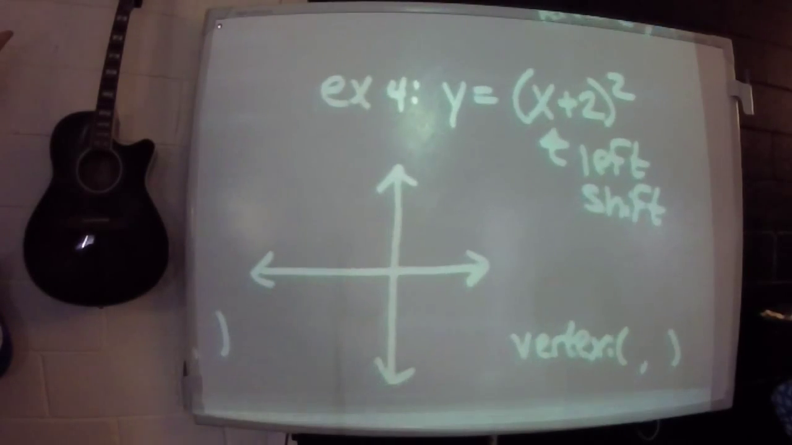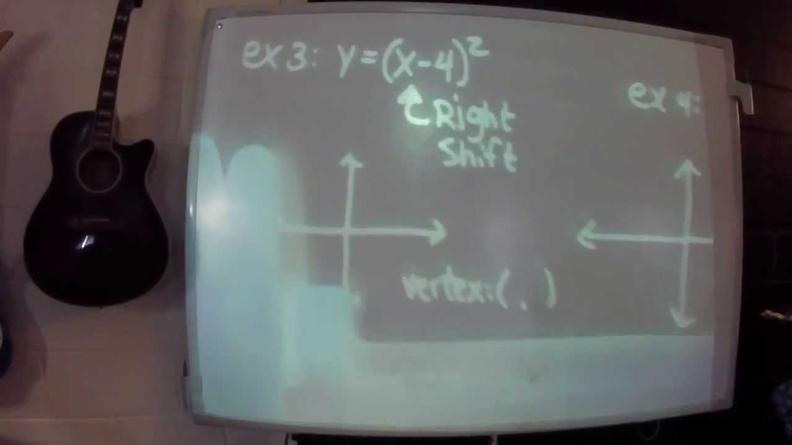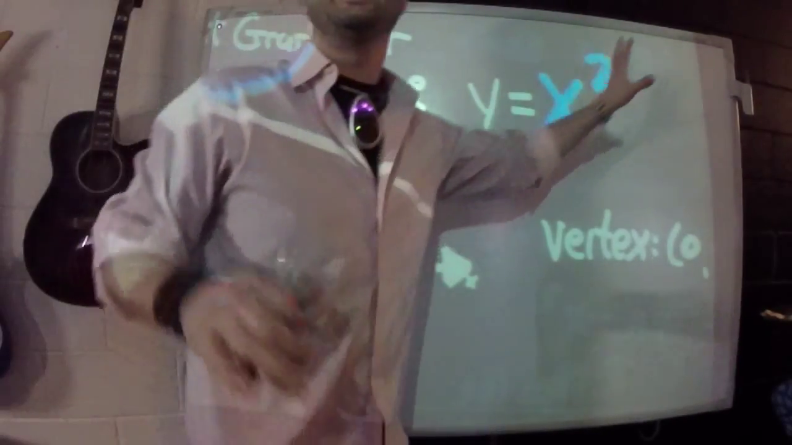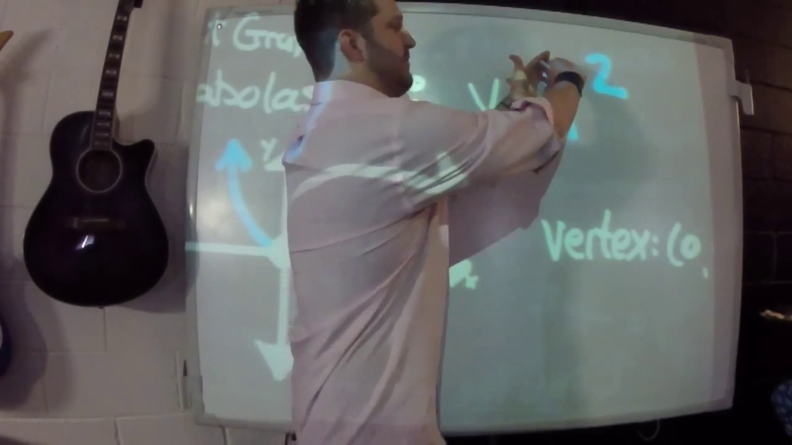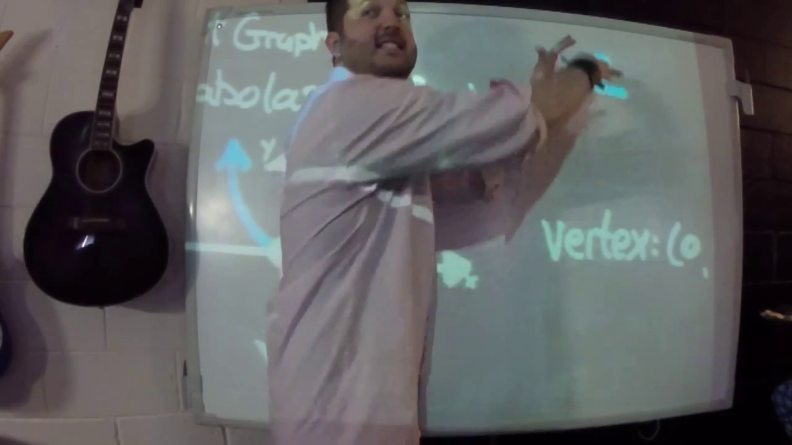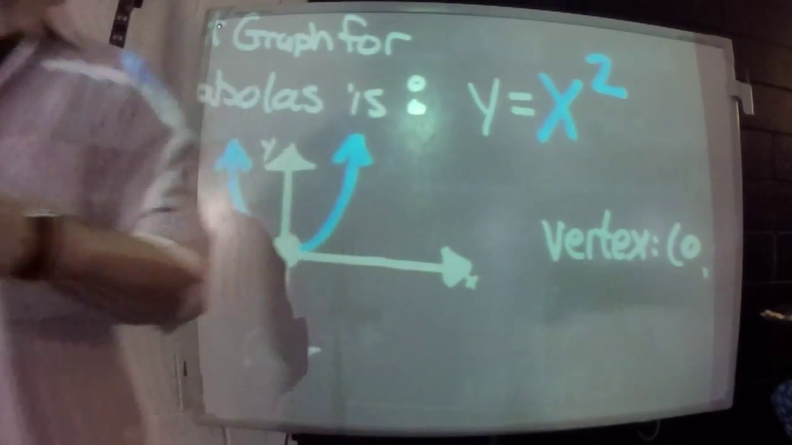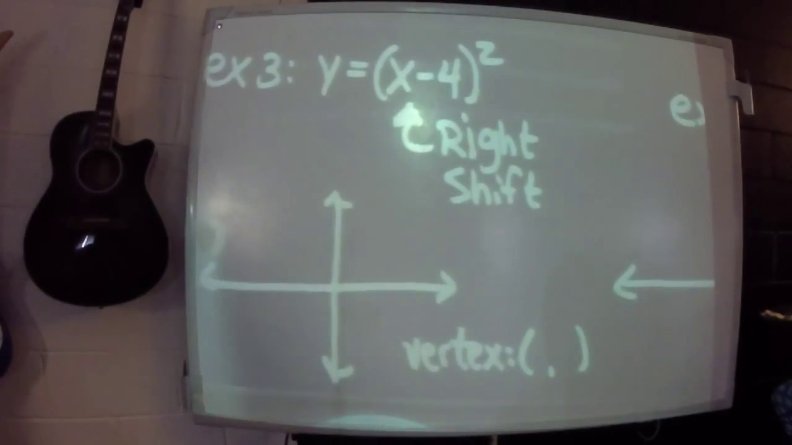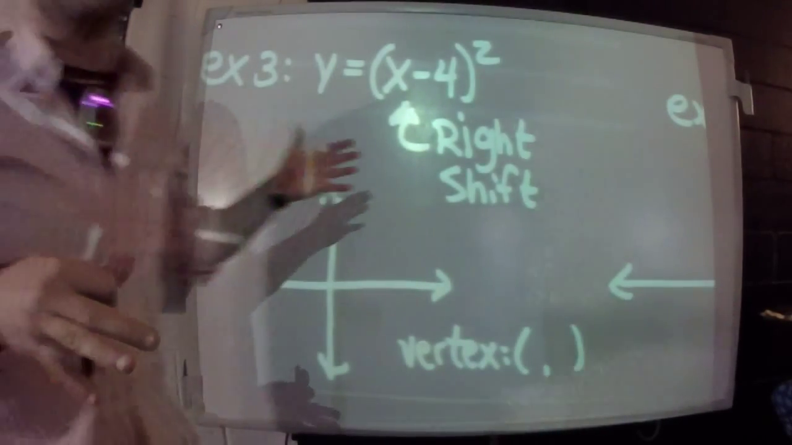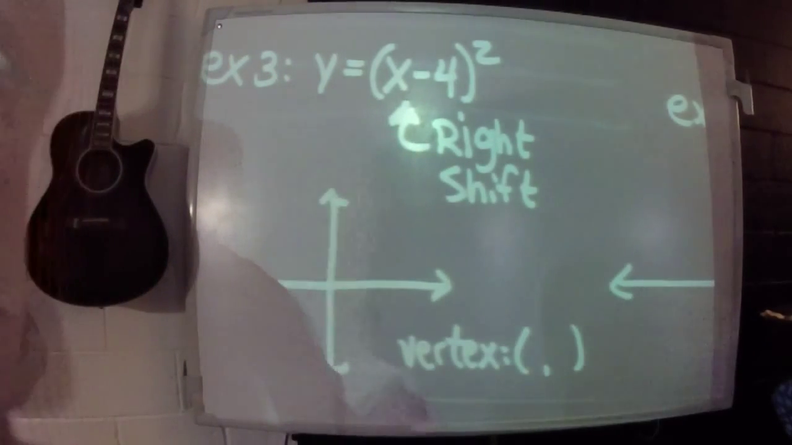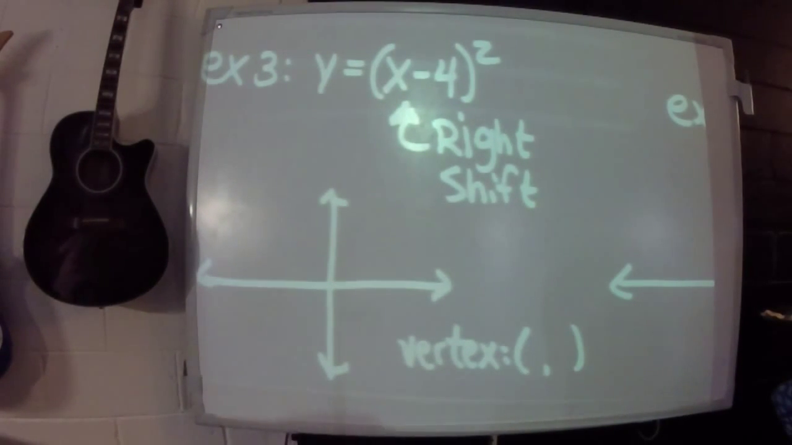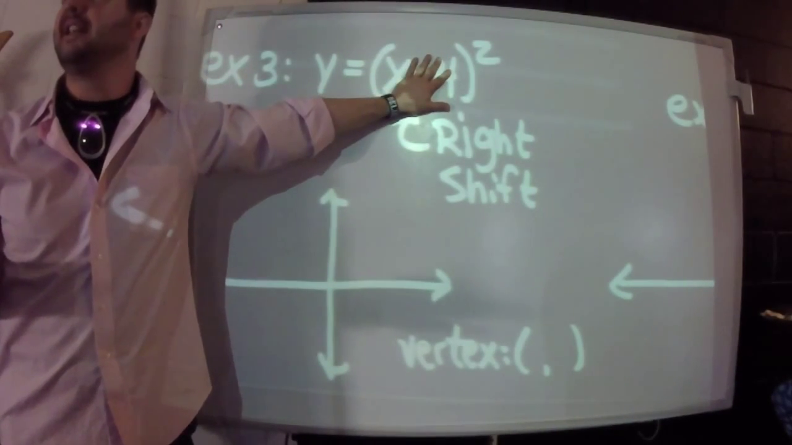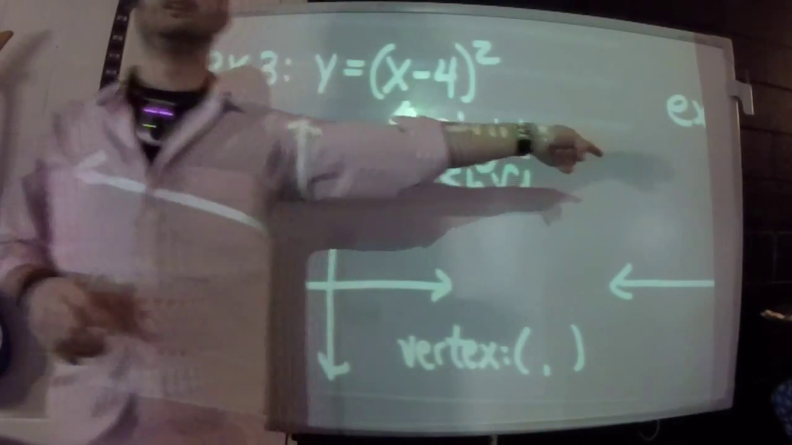Now, when it comes to left and right shifts, we start with this. Here's your parent right here. Instead of tacking a number on, what I'm going to do is turn x into a parenthesis and put a number inside the parenthesis with x. That's a left-right shift. If I want to shift left or right, I change x squared to (x minus 4) squared. The one thing is that this left-right shift is always going to be opposite what you might think at first. A negative 4 does not go left. Inside the parenthesis, negative 4 will actually shift it to the right.